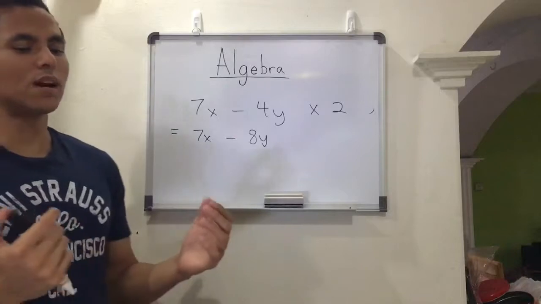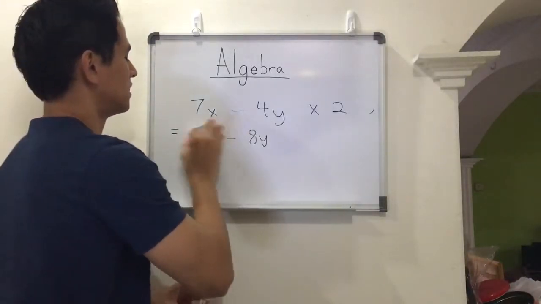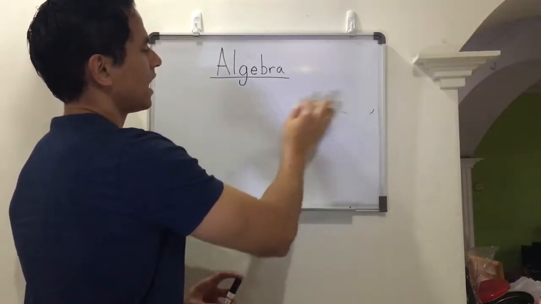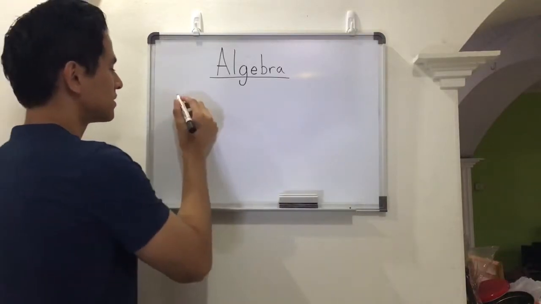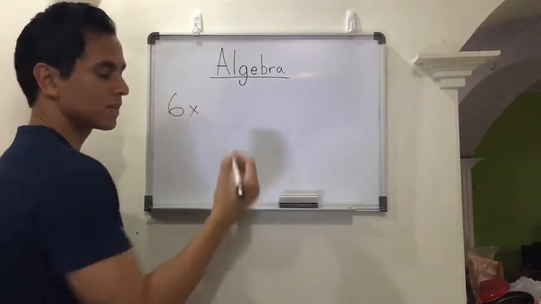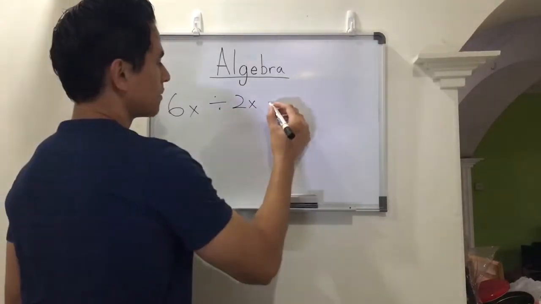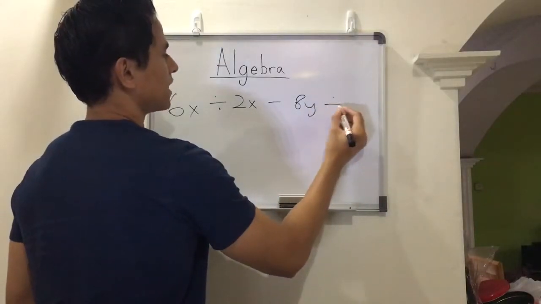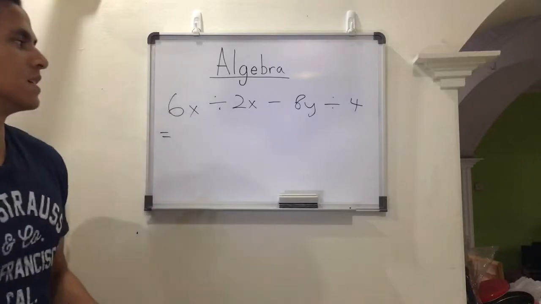Okay, so now let's make it more complicated. Let's go about with this example. Let there be 4 terms right now. So if there were 4 terms, let's say 6x divided by 2x minus 8y divided by 4. So how would this be done?